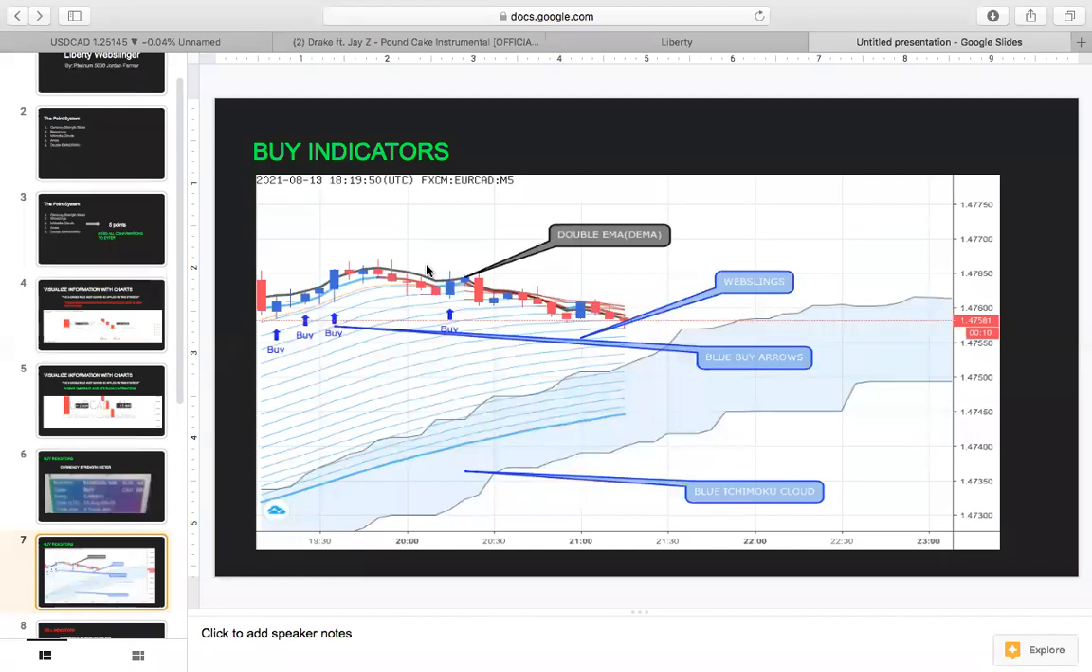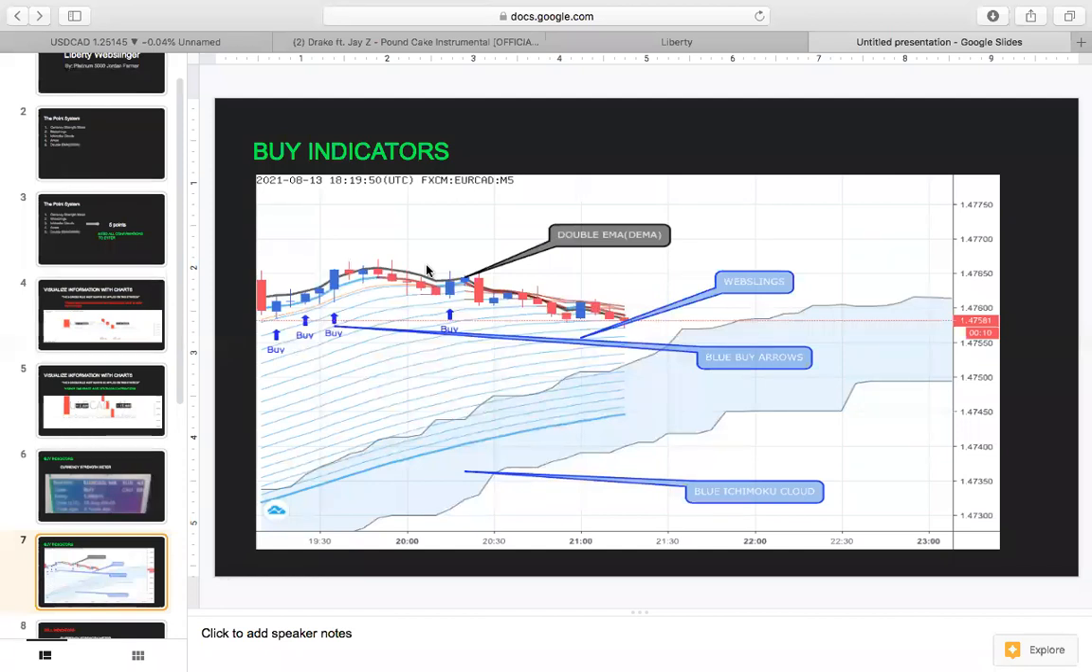Now, you may be like, man, what separates this line from all the other little lines that I see? A lot, all right? So please pay attention to the double EMA, as later in this PowerPoint, I will show you how we can get valid entries off the double EMA, all right?